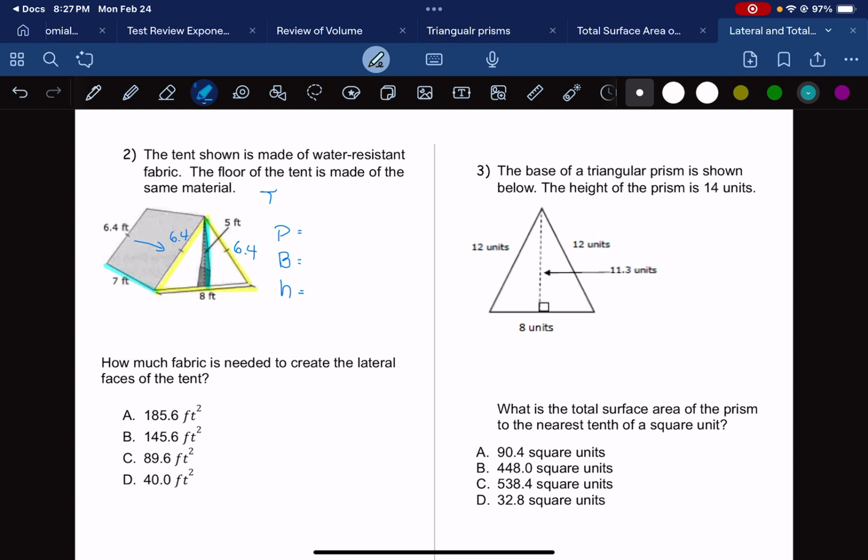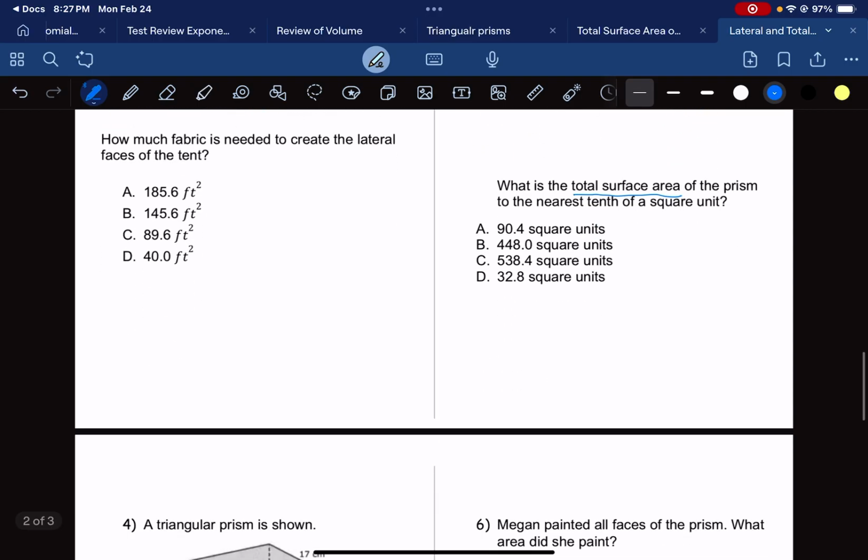Okay, number 3, you got a base, and they're asking for total or lateral. Total. So I'm going to again need a perimeter, an area of the base, and a height, which it tells me right here. So that's 14. That's the easy part. Go. I'm going to let you finish that one off because we've done several together.